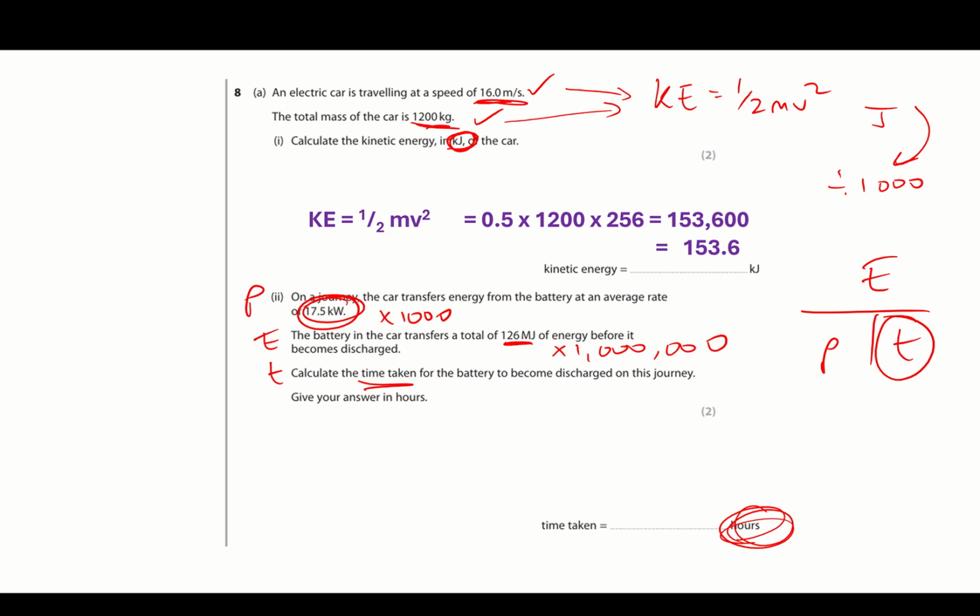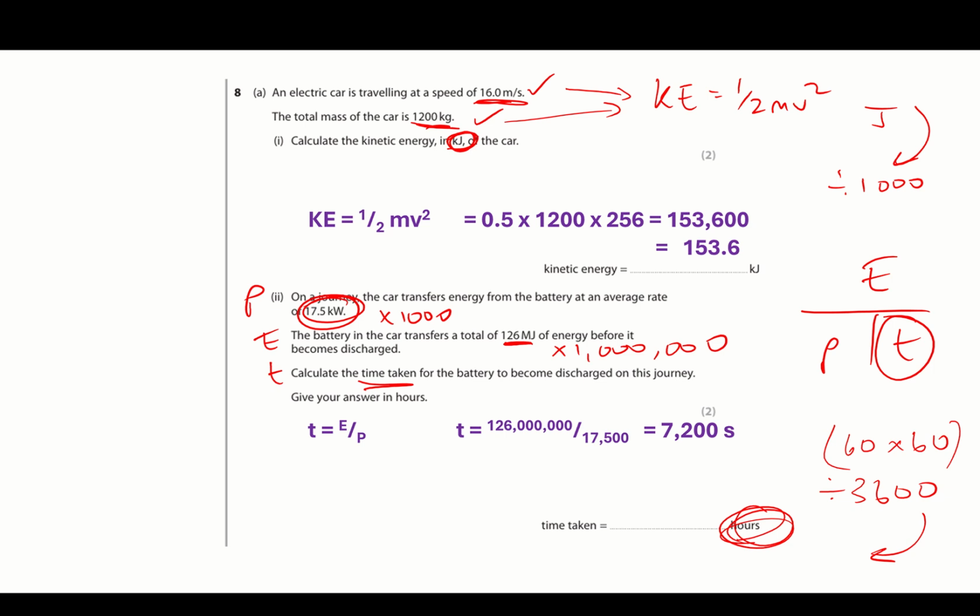So once at the end we get it into seconds, we're going to have to then divide that by 3,600 to get into hours. And that's because there's 60 minutes times 60 seconds. That's where that bit comes from. Okay, so now we can go through. So the time equals the energy divided by the power, our 126 million, because we multiplied that to get it into megajoules. 17,500, because we times that by 1,000, gives us 7,200 seconds. But now we've got the last step to change it into hours, divide by 3,600.